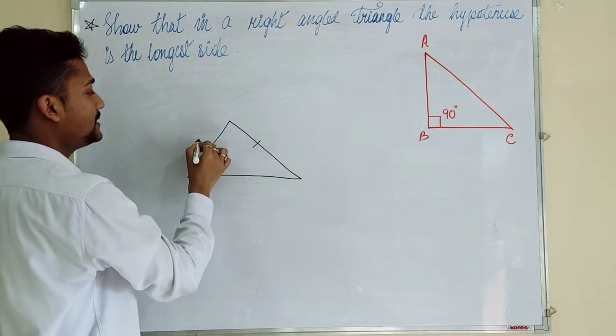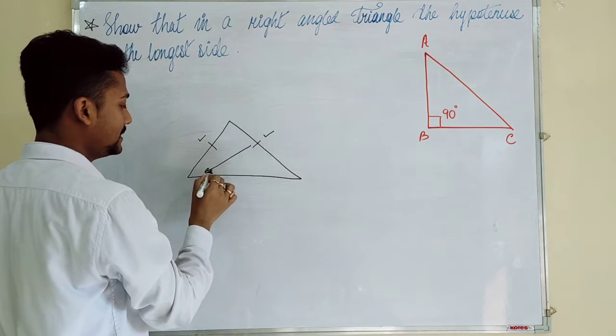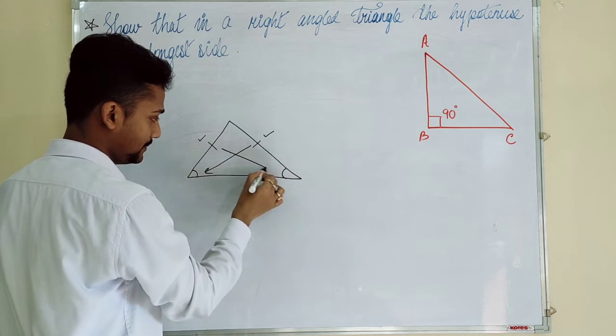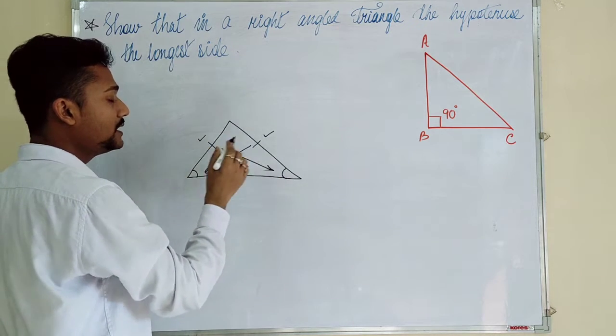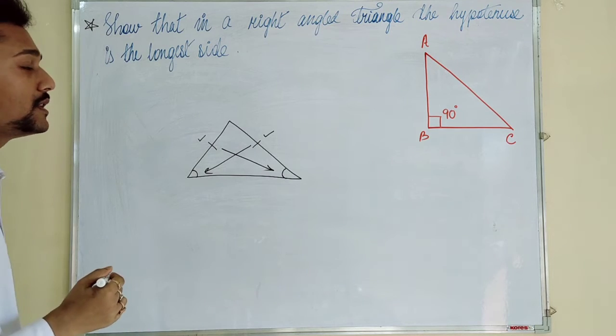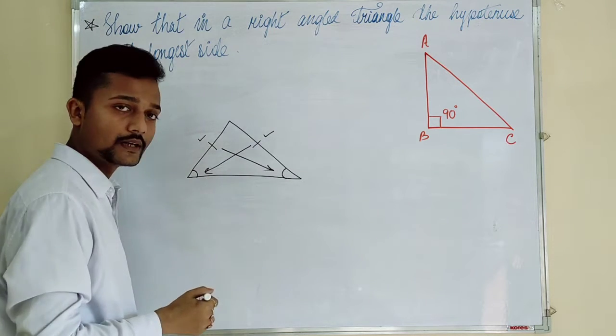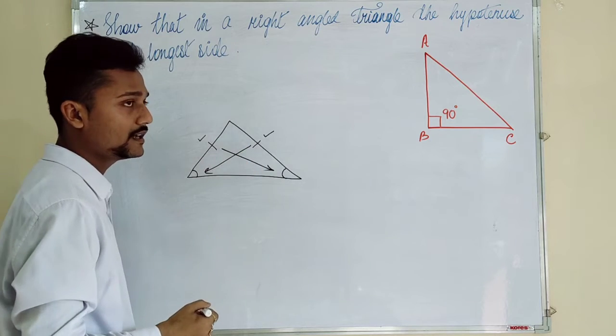and if this side is equal to this side, then this angle will be equal to this angle, isn't it? That means angles opposite to the equal sides of a triangle are equal.